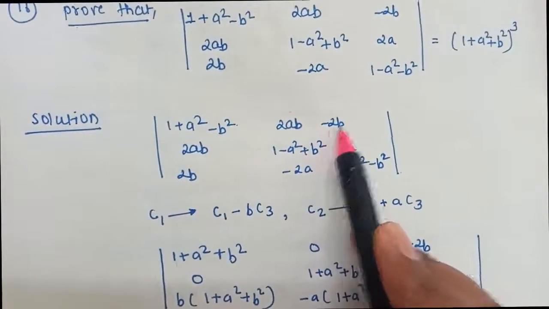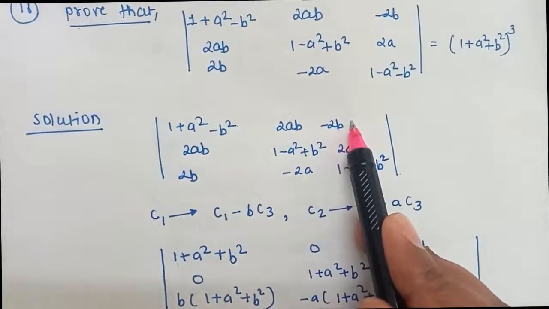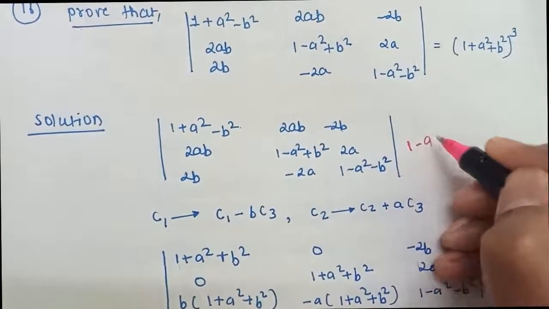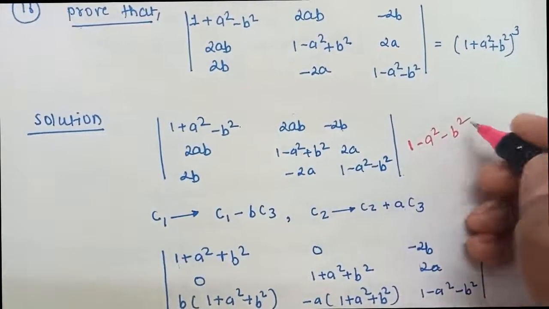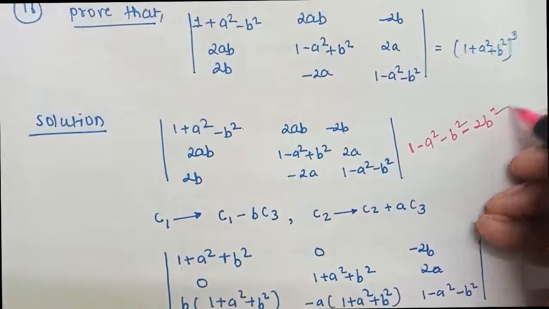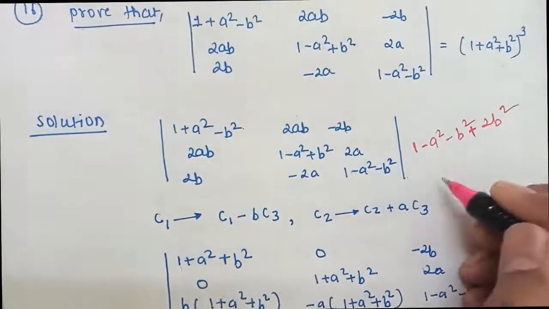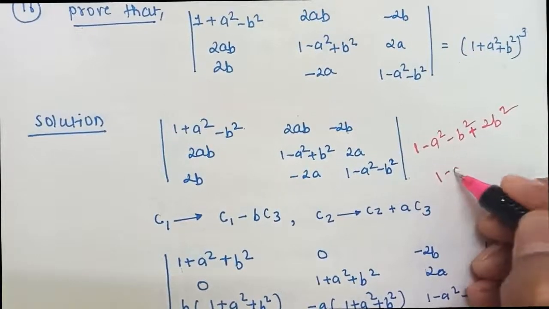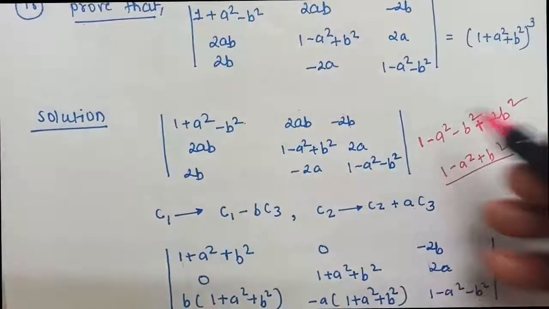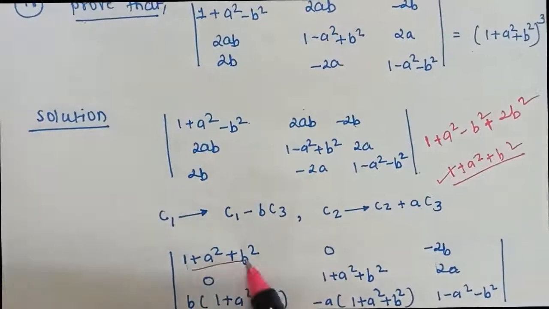So if I multiply this by b, it will become minus 2b square, and if I subtract it from this one, it will become 1 minus a square minus b square minus 2b square. But remember, minus of minus will be plus, so it will be plus 2b square. So it will become 1 minus a square plus b square. This is the first row element. Sorry, it is plus here. That's what I got here.